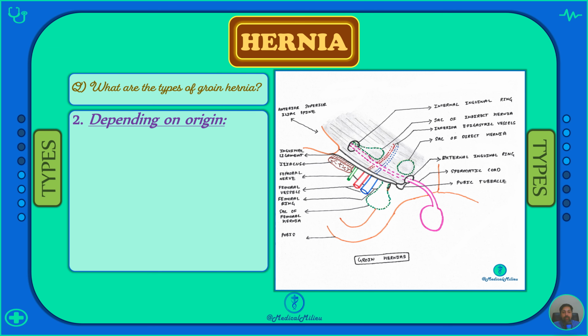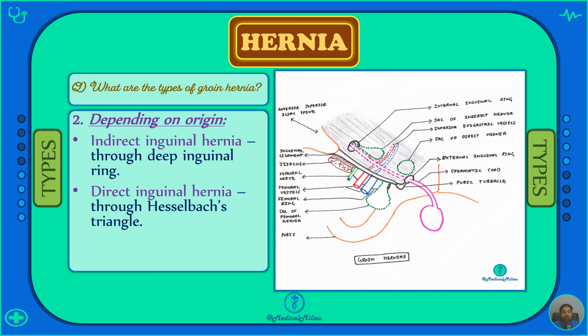Number 2, depending on the origin, a hernia might be indirect inguinal hernia which occurs through the deep inguinal ring. It might be a direct inguinal hernia which occurs through the Hesselbach triangle, or it might be femoral hernia which occurs through the femoral ring.